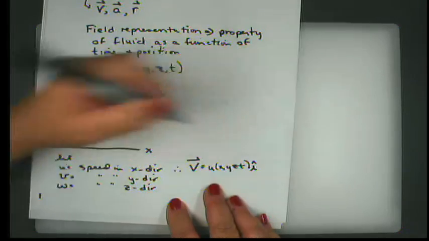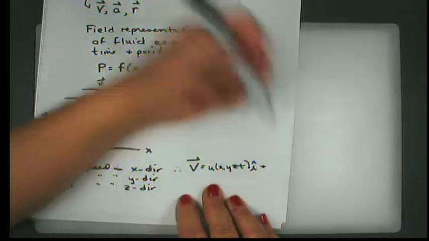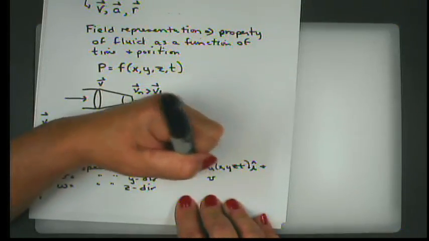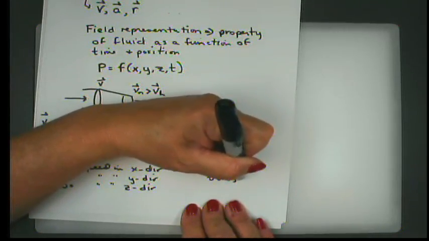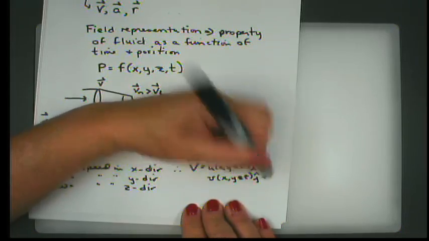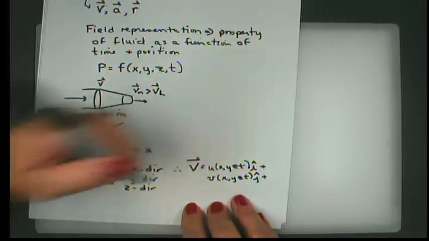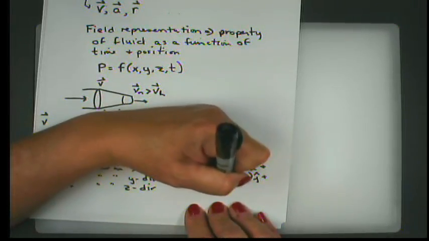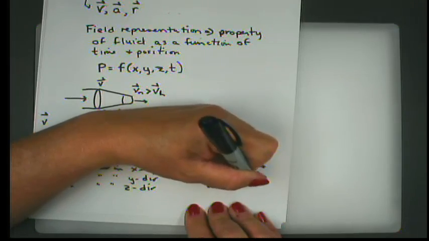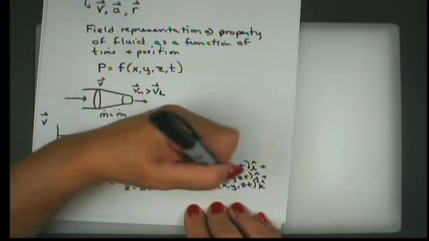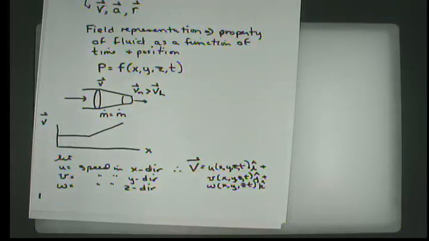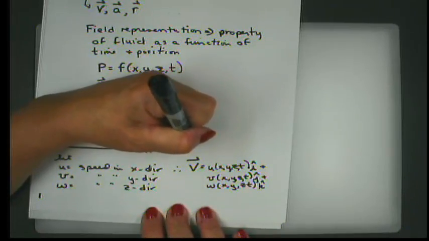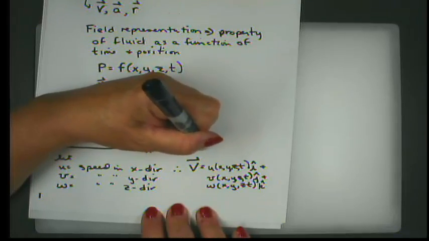times the unit vector in the i direction, or in the x direction, plus little v, not to be confused with capital V vector. This is also a function of x, y, z, and time, times the unit vector in the y direction, plus w, which is a function of x, y, z, and time, times the k unit vector. And I should put commas in between each of those. And this is called the velocity field. The vector V is the velocity field.